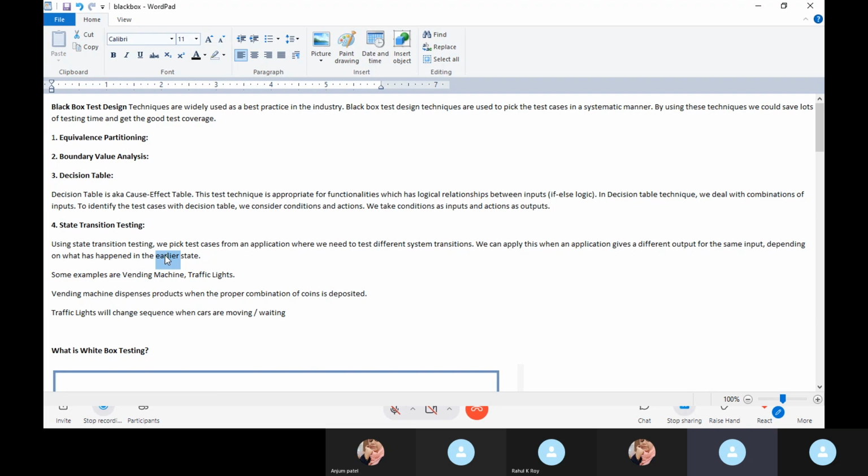So if any scenario, any test case deals with state transition, where the next activity is dependent on the previous activity, that comes under state transition technique. There are different examples: traffic lights, vending machines. Vending machine dispenses product when the proper combination of coins is deposited. Traffic light will change sequence when cars are moving and waiting. ATM machine is also an example. So this comes under state transition technique.